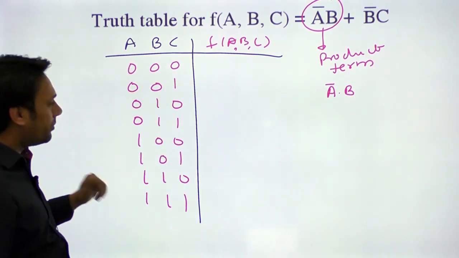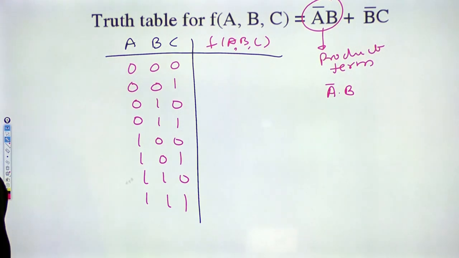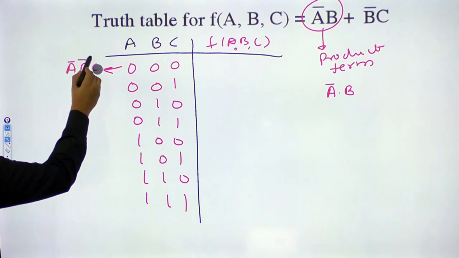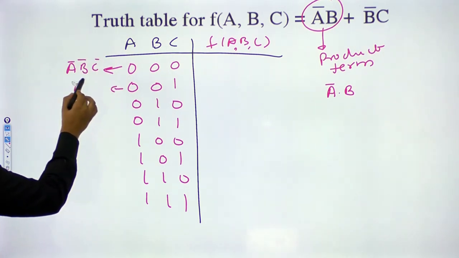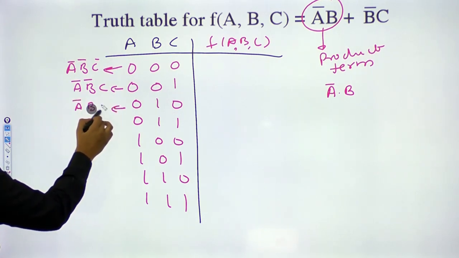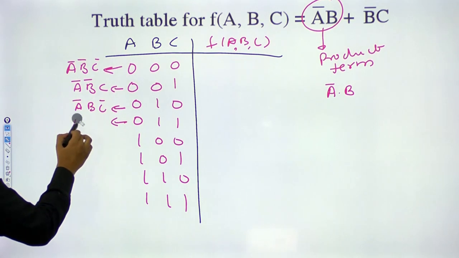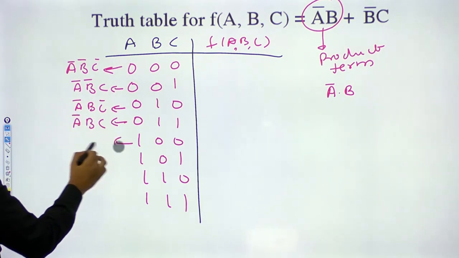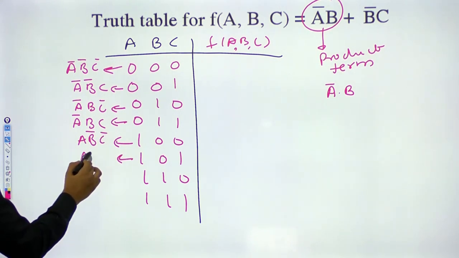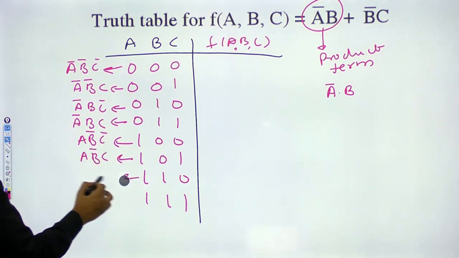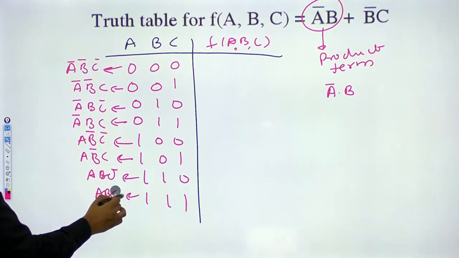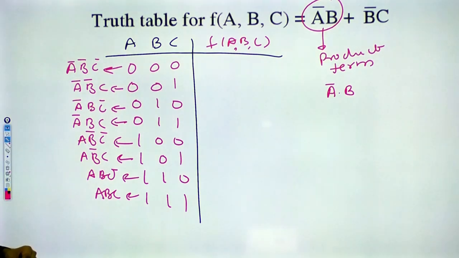Okay? And what do these combinations represent? Let me explain what these combinations represent. This combination represents A complement, B complement, C complement. This is A complement, B complement, C. This is A complement, B, C complement. This is A complement, B, C. This one is A, B complement, C complement. This is A, B complement, C. This is A, B, C complement. And this one is A, B, C. So these are the terms.